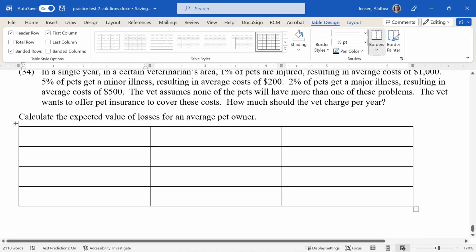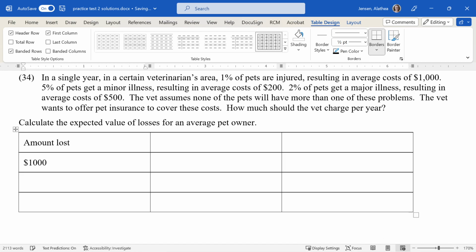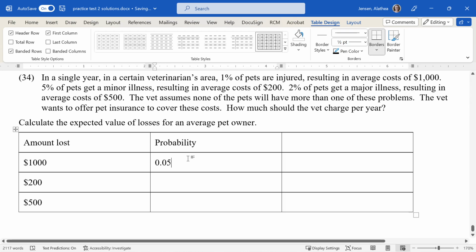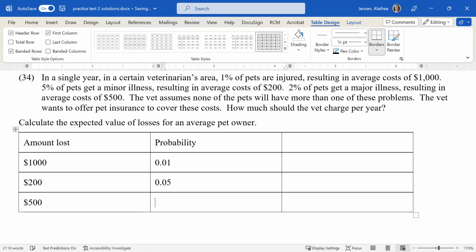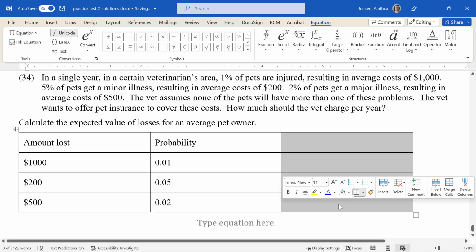So the different amounts of losses are what I'm going to put here, amount lost. So the different amounts we can lose are 1,000, 200, and 500. And then the probability for each of these. So for amount of losing $1,000, that is a 5% chance. I should probably put it as decimal form, so 0.05. Losing $200 is, oh, I'm sorry, I did this wrong. The first one is 1%. The second one is the minor illness, so that's 5%. And then the last one was 2%. Okay, and so for your expected value here, I didn't need this last column.